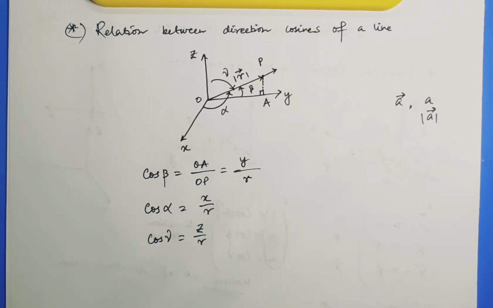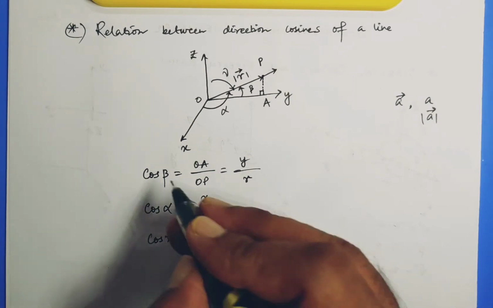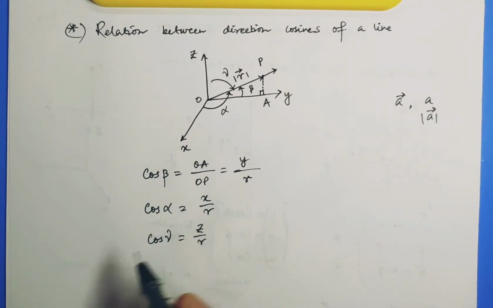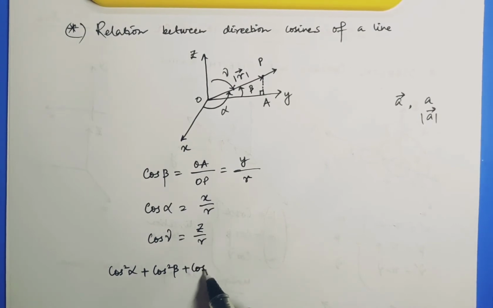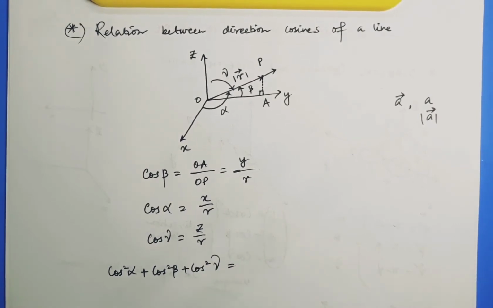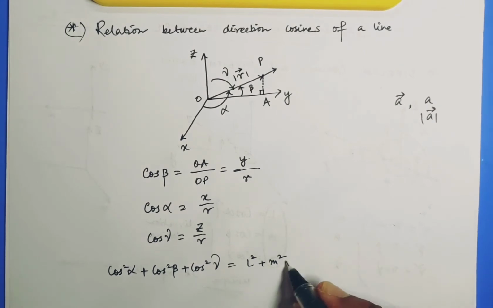Now, can you tell me, let's add these things and tell me what do I get? Cos square alpha plus cos square beta plus cos square gamma. How much is that? Let's find out. This thing is equal to what? Cos alpha, I told you what it is: l. So l square. Cos beta is m, so I will write m square. Cos gamma is n, so I will write n square. And that is equal to what?